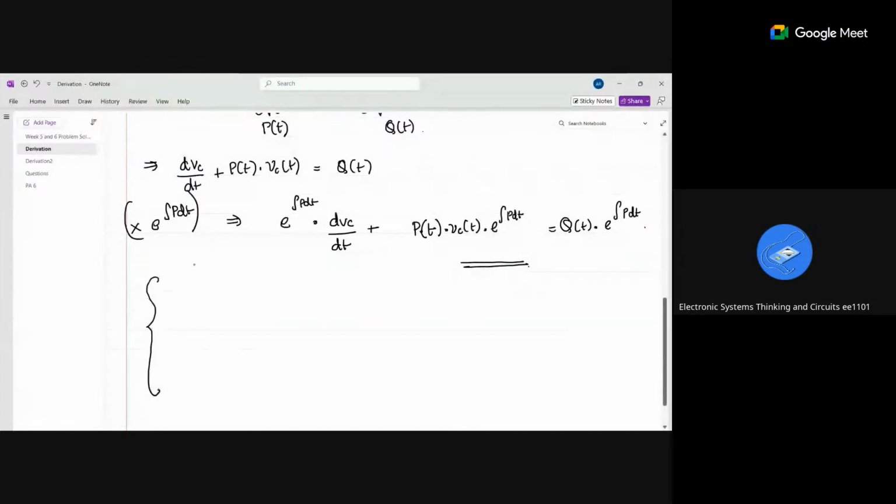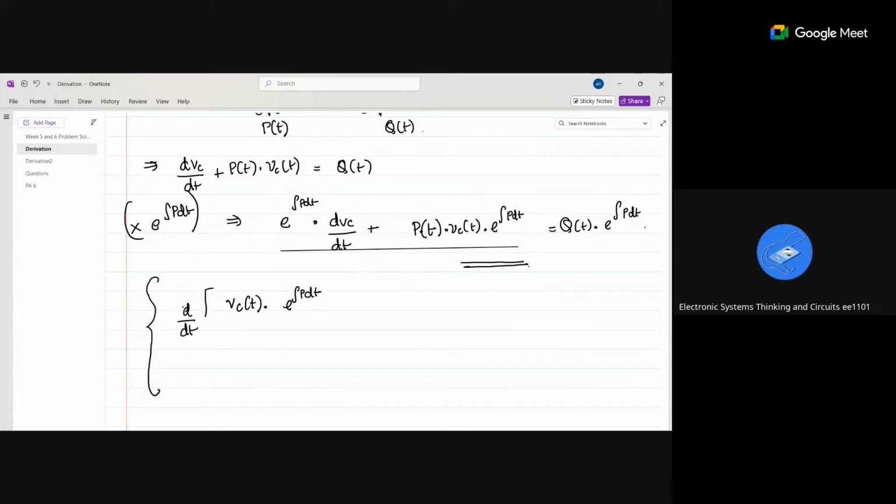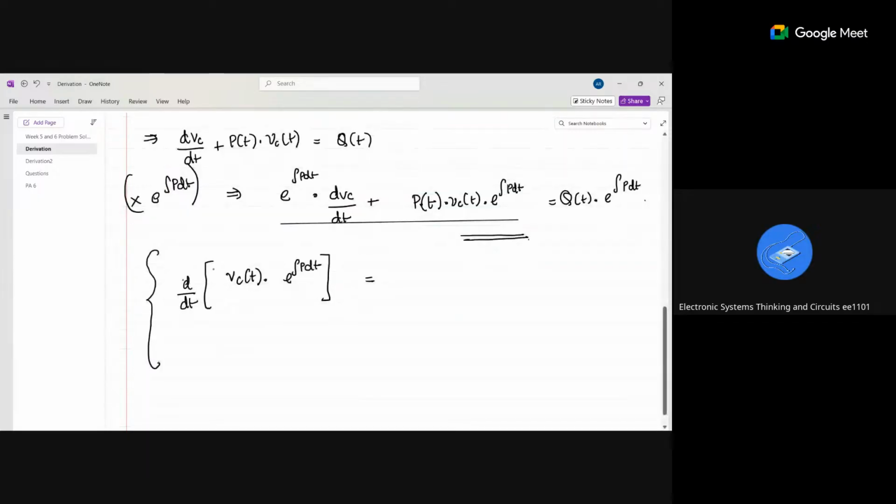The reason why I'm going to do the next step is to simplify the left hand side of my equation. So I will take two terms, which are Vc(t) and e^(∫P dt). I will apply integral on both sides. I mean, I will differentiate it. I'm not applying integral, I'm differentiating. So if you see, it is in the format (uv)' = uv' + u'v, right?